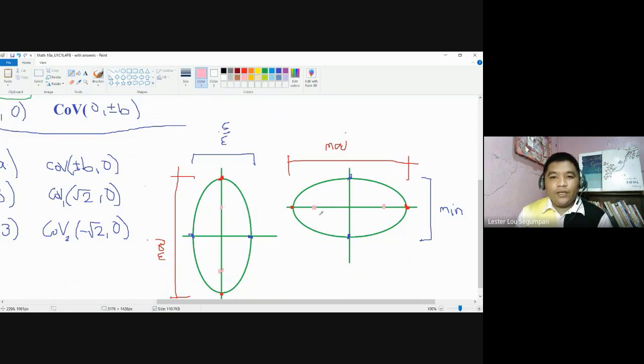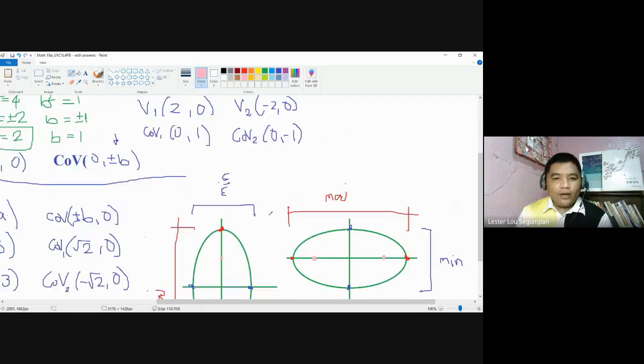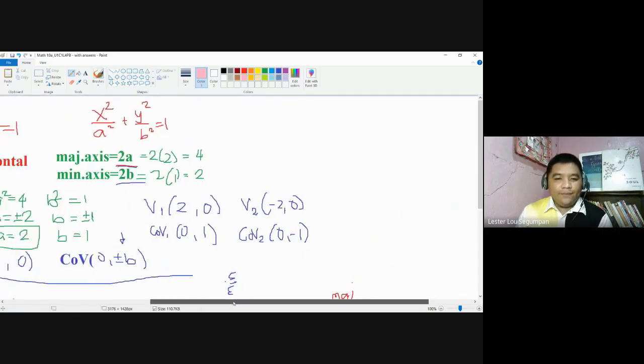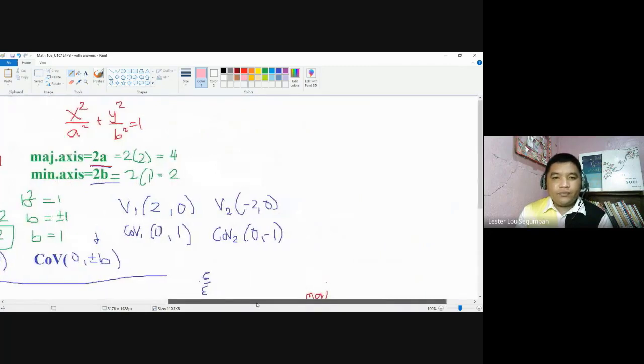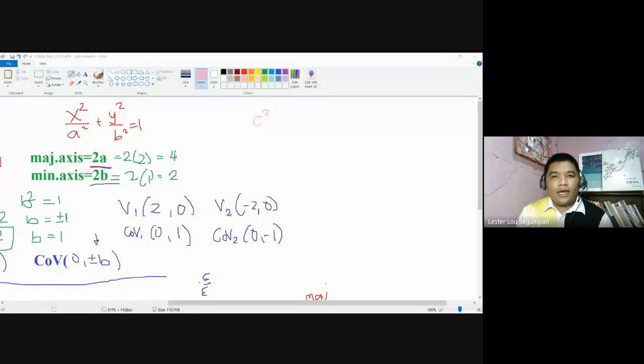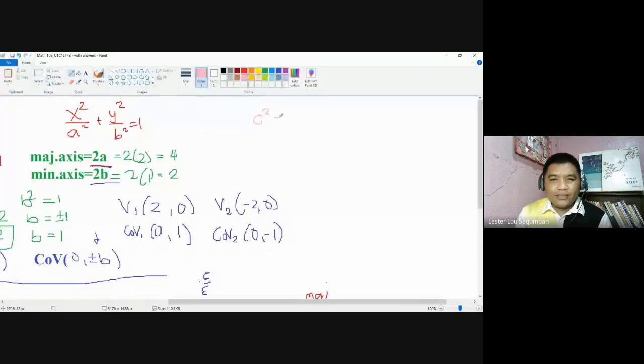So the foci here will use the concept of C. But where is C, sir? Only A and B are given. There is a formula for getting the value of C. C is actually related to A and B with the use of the Pythagorean theorem. But let's not be confused with whether it's C squared equals A squared plus B squared. It's actually the other way around. The formula now is not C squared equals A squared plus B squared.